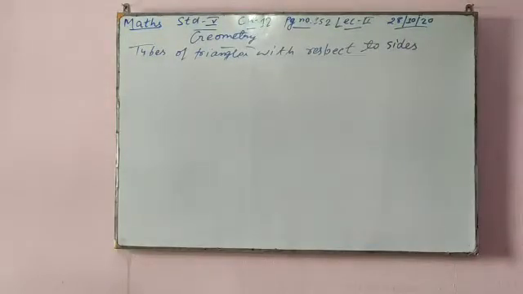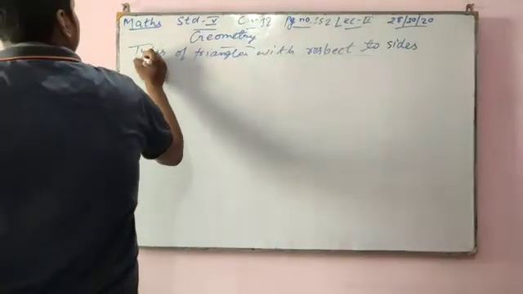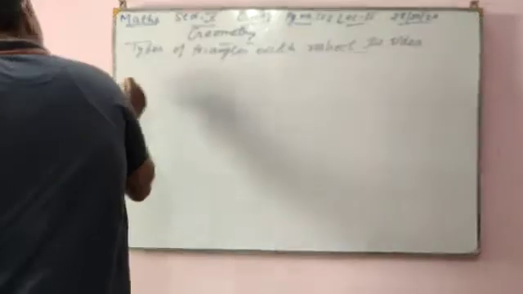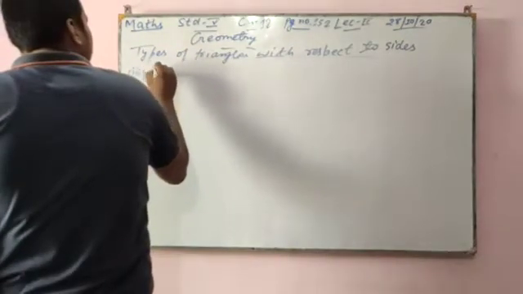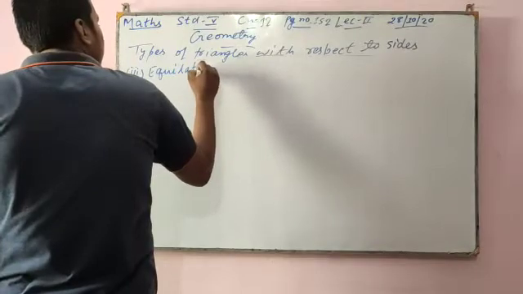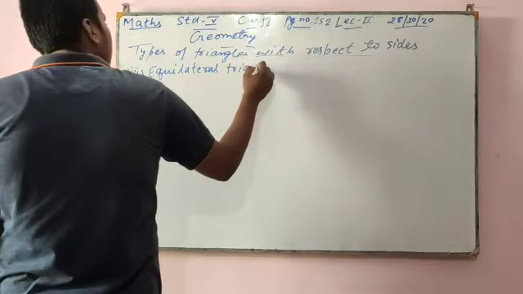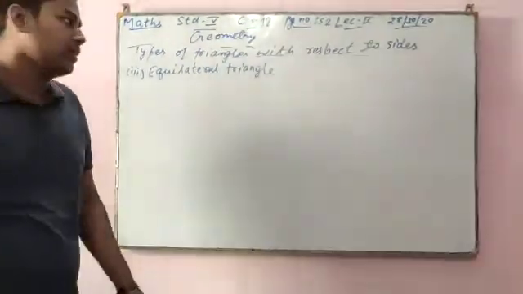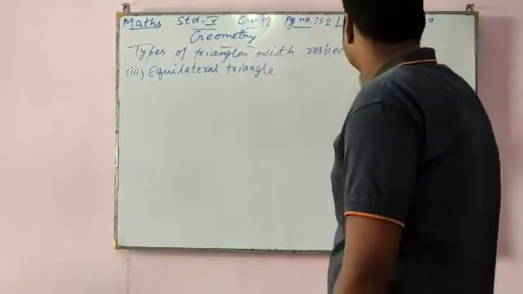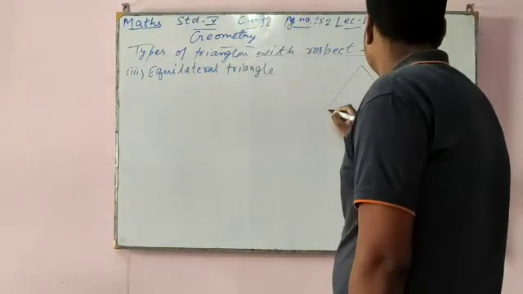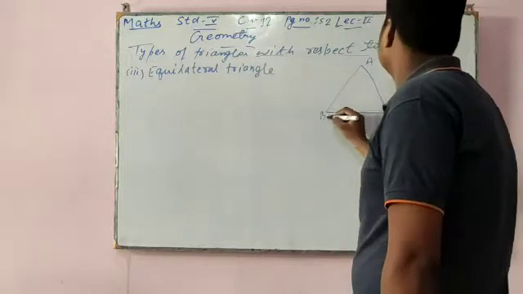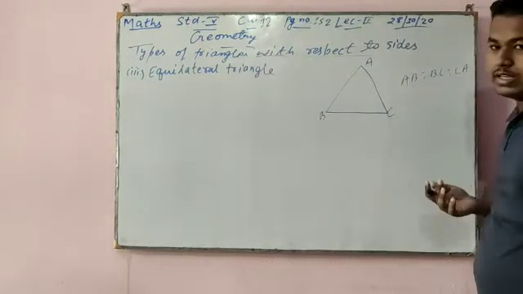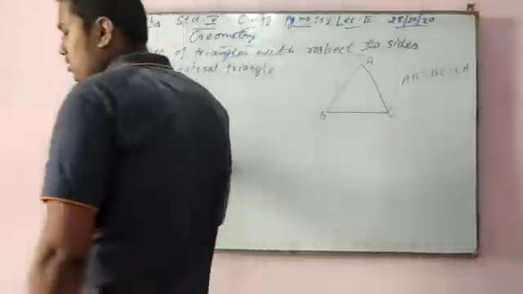Now coming to lecture number 2. Third, I have to explain equilateral triangle. A triangle in which all the three sides are congruent is called an equilateral triangle. It means that in triangle ABC, AB is equal to BC is equal to CA. Then we can say it is an equilateral triangle.